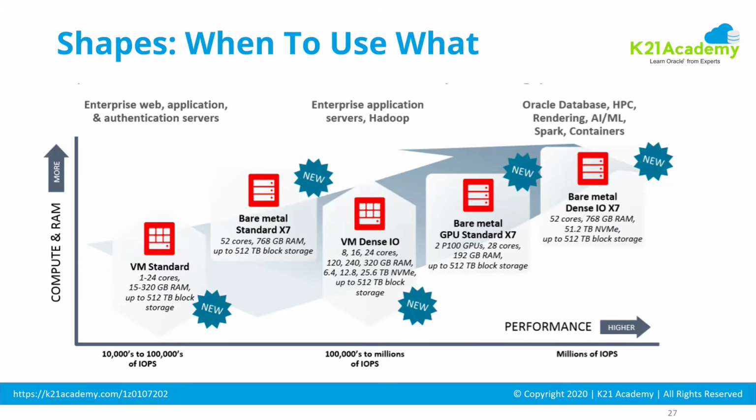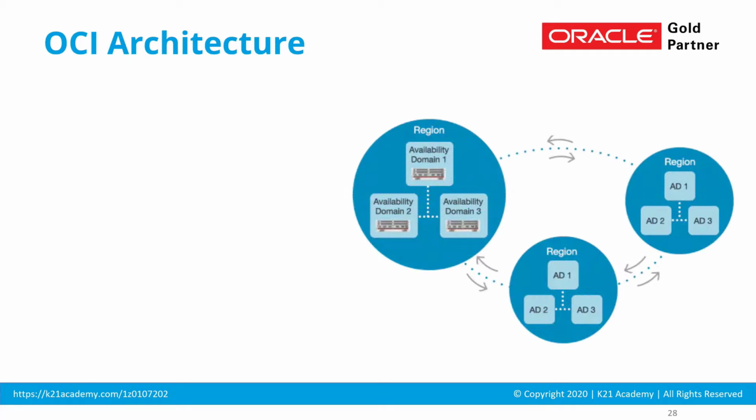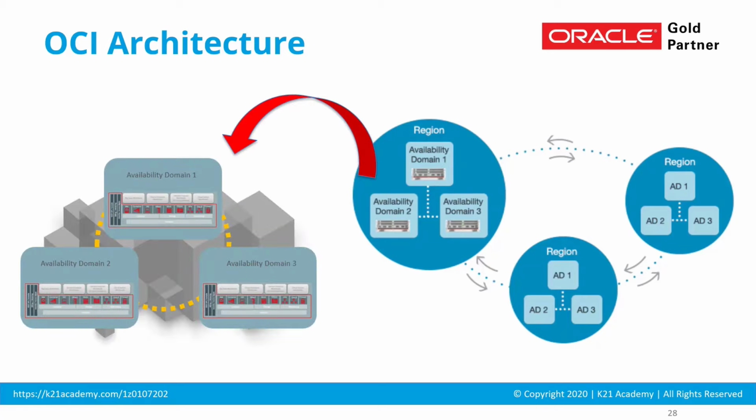Now, in terms of compute, you should also understand what the different types of shapes are that you can select, and in what scenario you'll be using these shapes or which one you'll be configuring. Now, another important topic to understand is the architecture of Oracle Cloud Infrastructure, which consists of a region, which is nothing but a geographical location, and in each region you can have up to 3 availability domains. And an availability domain represents a data center. So you can have 1 or 3 availability domains in a region.